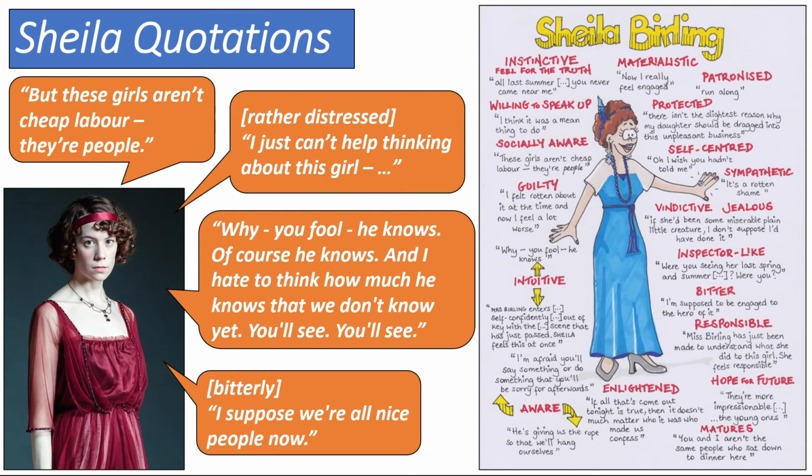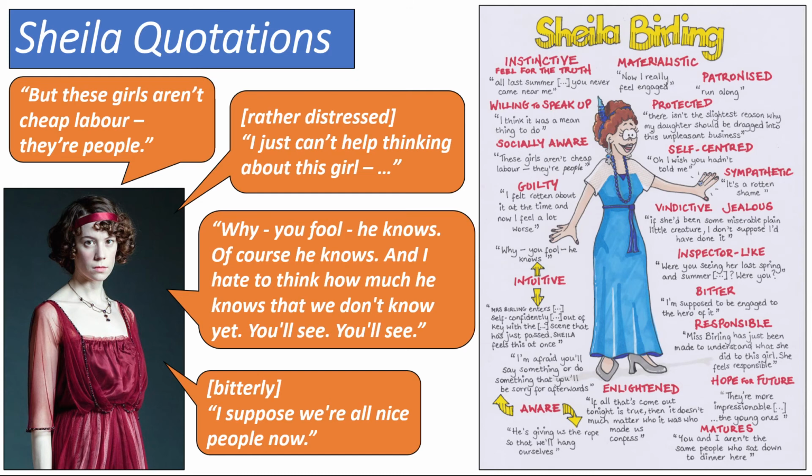And the third quotation, "Why, you fool, he knows. Of course he knows. And I hate to think how much he knows that we don't know yet. You'll see." There you see Sheila's intelligence. You see she's perceptive, she's smart, she's nobody's fool. Gerald is trying to hush everything up and quiet down the facts and keep his affair quiet to minimise the damage to him. But she's already worked out that this Inspector is not to be messed with, that he knows more than he's letting on. And that they should be, if they've got any sense, the Birlings, a little bit more honest and not try to build up these walls between the Inspector and them.